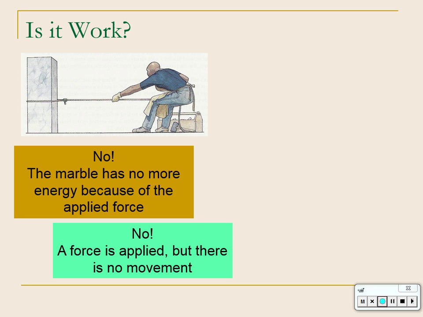Or, there's a force applied, but there is no movement, right? So if we look at our equation for work, F times D, if we apply a force and it doesn't go anywhere, that's not work, all right? So two ways that we can explain that this is not work when we apply a force to something and it doesn't move. One, no change in energy. Two, it doesn't go anywhere. D is 0. Okay? Good there?